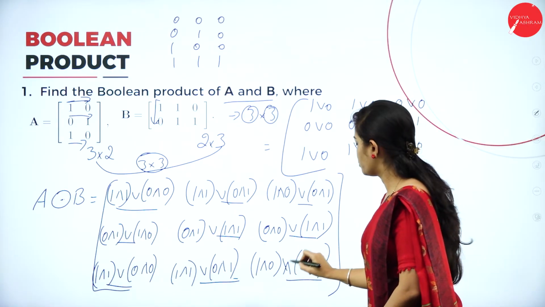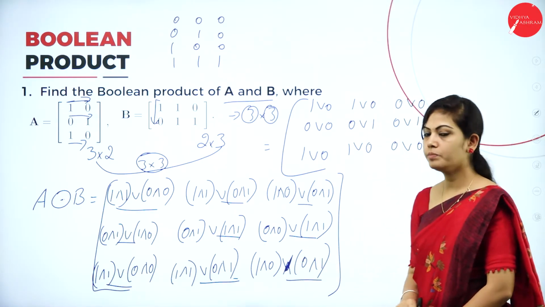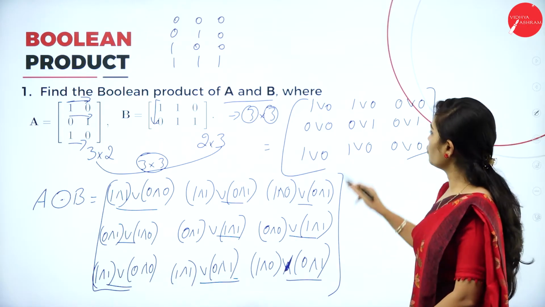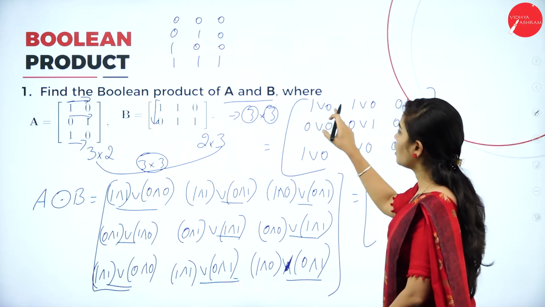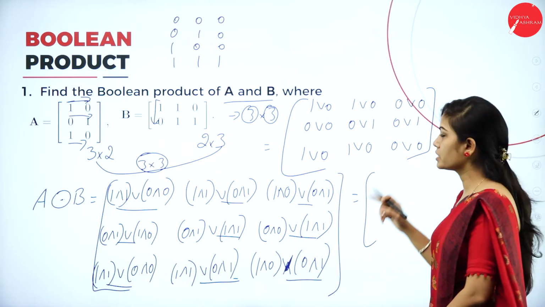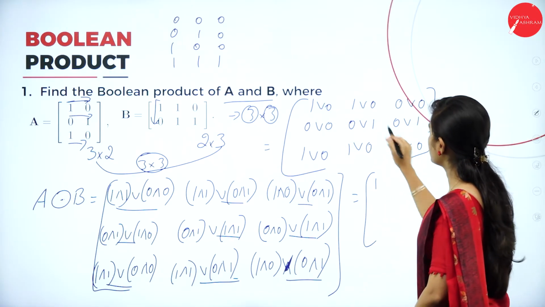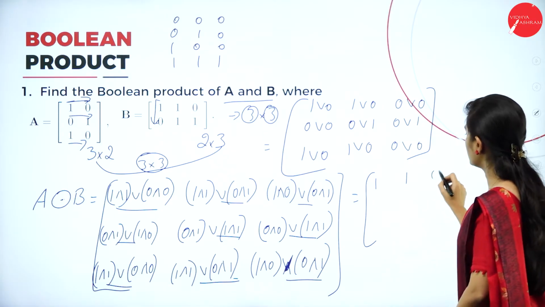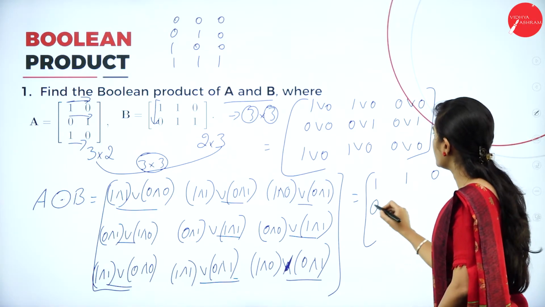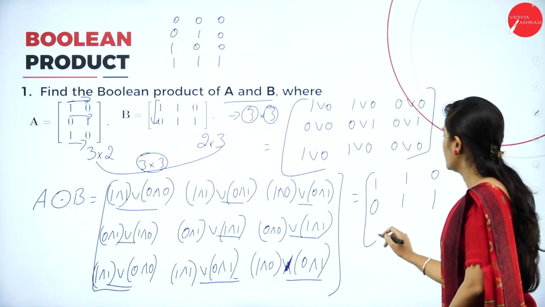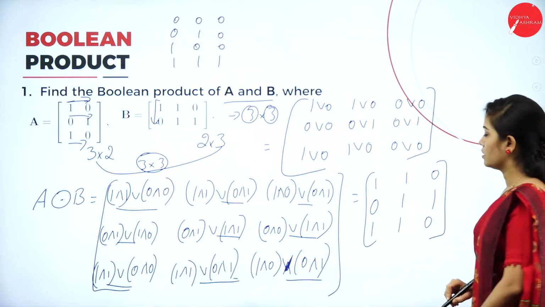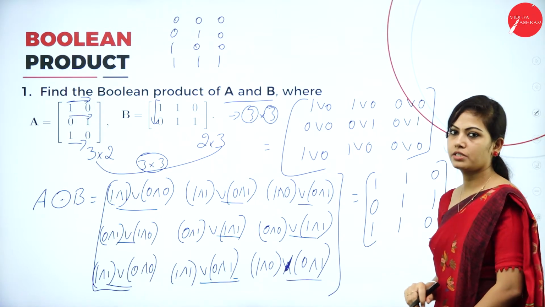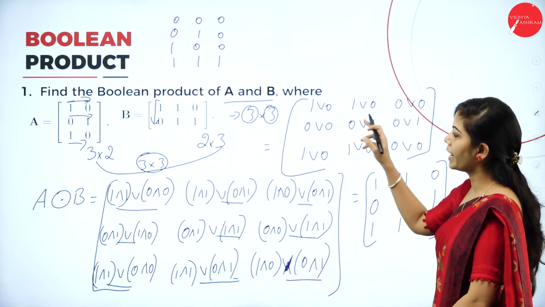So here you have to write the OR operator and now you can find the final value. So 1 or 0, in the sense 1 plus 0 is 1. 1 plus 0 is 1. 0 plus 0 is 0. 0 plus 0 is 0. 0 plus 1, 0 plus 1. 1 plus 0 is 1, 1 plus 0, 0 plus 0. So this is your Boolean product, the Boolean product of A and B.